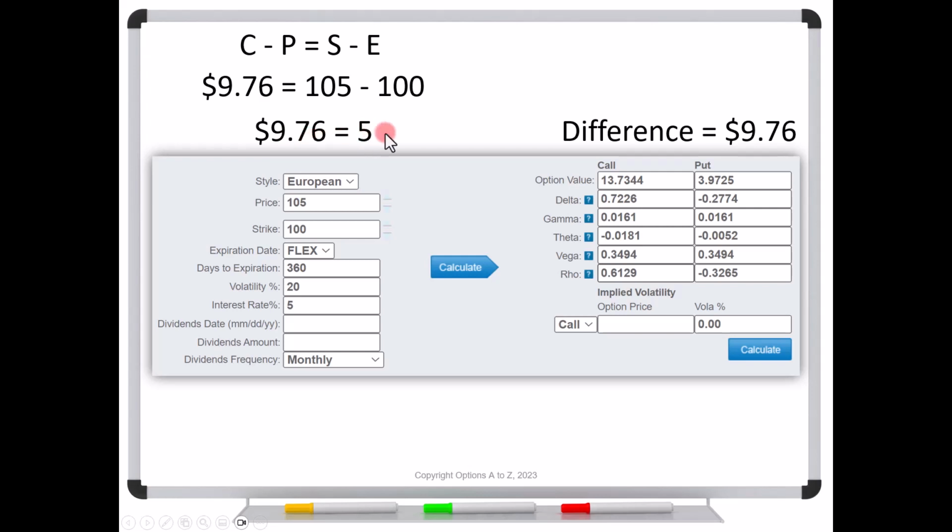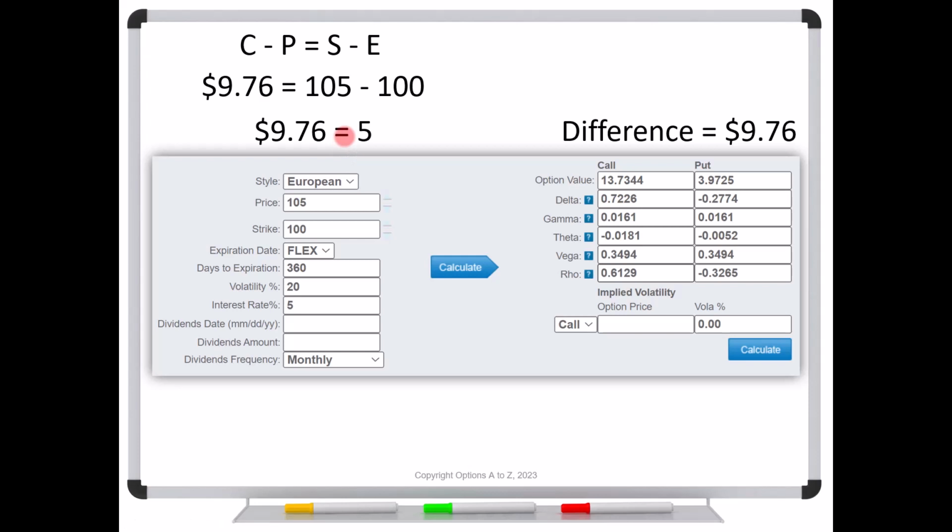So you see, it turns out it doesn't really matter which numbers we have. We just throw it into this formula, call minus put, set it equal to S minus E. We know these numbers in the markets. We can find the call and the put prices. We know the stock price. We know the exercise price. We know that they're not going to exactly equal. And that difference is due to the interest.